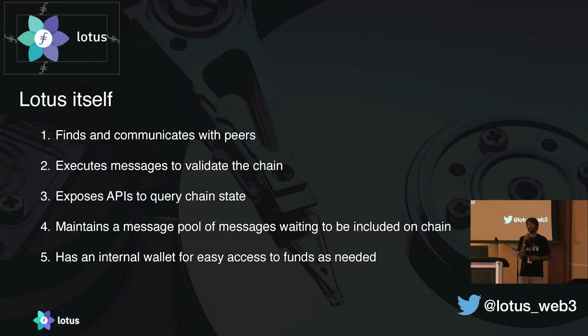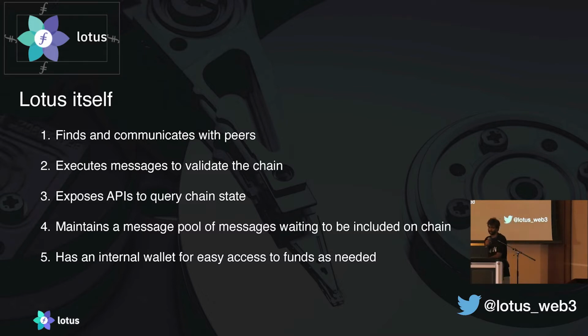The Lotus node has a message pool, which is basically a pool of transactions waiting to land on the Filecoin blockchain, and it maintains those messages. And if connected to a Lotus miner, messages are selected from the message pool for inclusion on chain. It also has an internal wallet for easy access to funds as needed, and so this is what allows you to quickly send messages, transfer balance, create new actors, and so on.